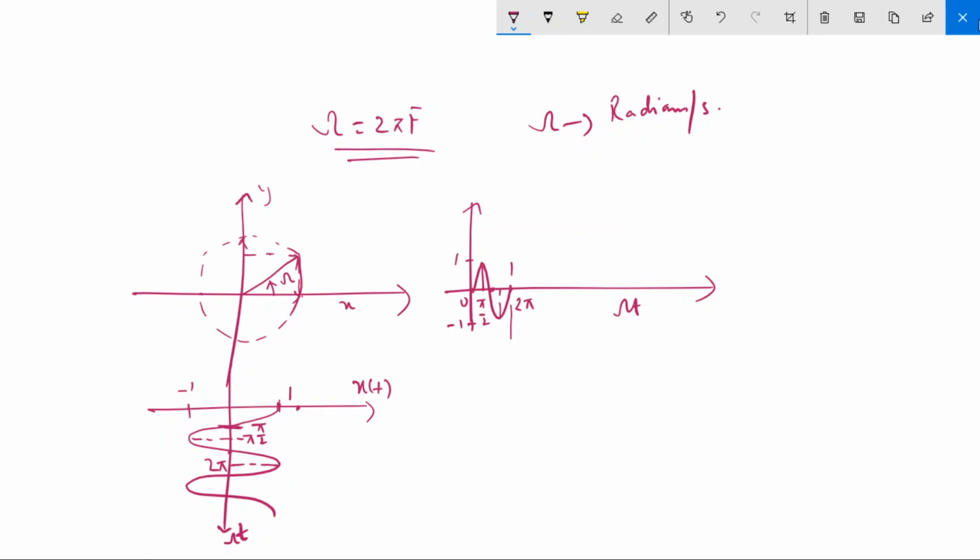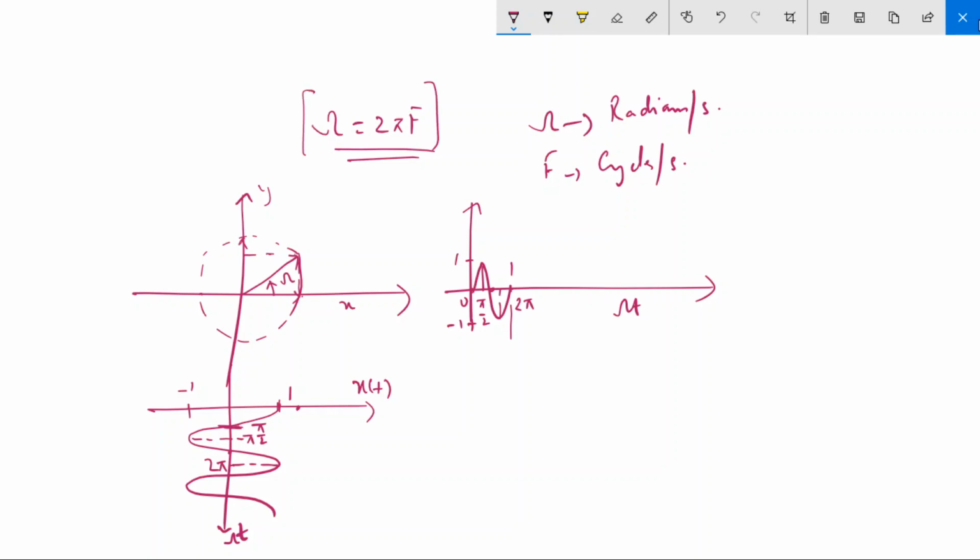It means in 1 second, if it covers 3 cycles, that is f, the number of cycles per second. Suppose it has a frequency of 2 hertz. It means in 1 second it completes 2 circles, and in one circle you have 2 pi radians, so in 2 circles, how many? It will be simply 4 pi. That is how you get this relation, omega is equal to 2 pi f.